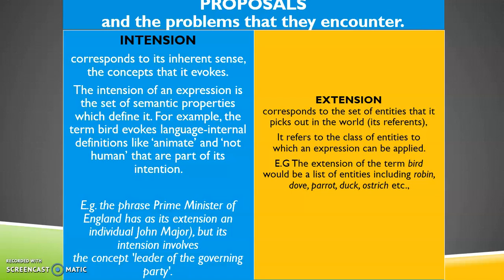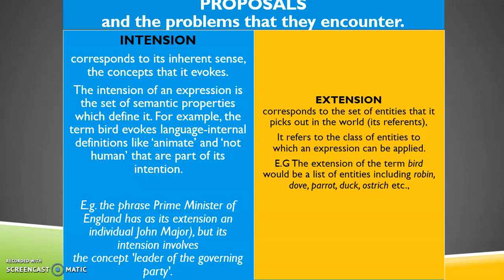An extension corresponds to the set of entities that the word picks out, that is to say the reference again. So it refers to the class of entities to which an expression can be applied. So if we think of the term bird, we're not going to say it's an animal, it's not human. We're going to list the entities that it represents. For example, a dove, a parrot, a duck, an ostrich, a robin.